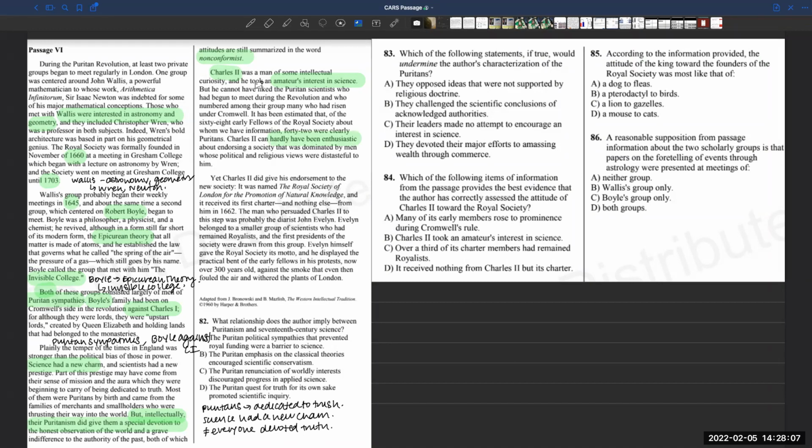So did he have to work with them? Did he have to work with the Puritan societies? Or was he able to kind of maintain a large gap? Yeah, he had to work with them. He just didn't really enjoy it.